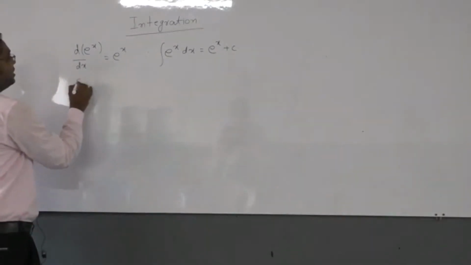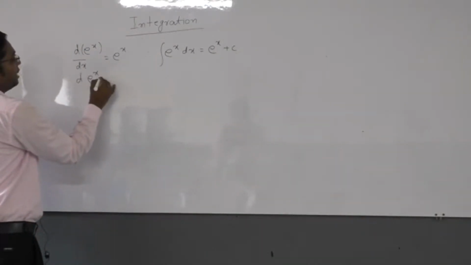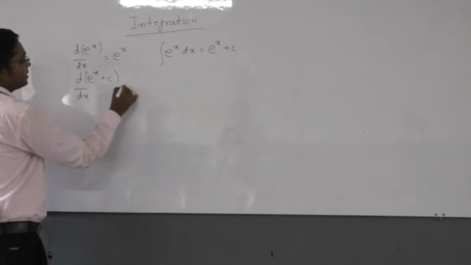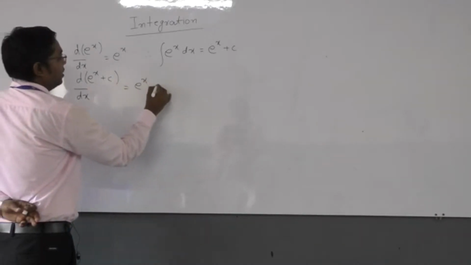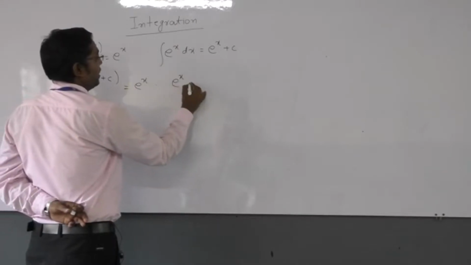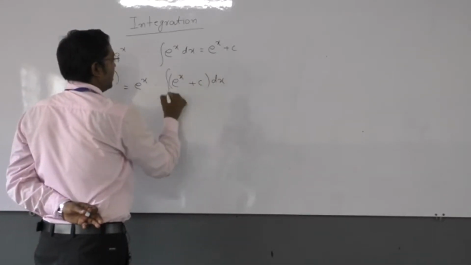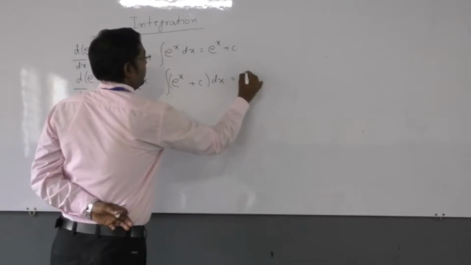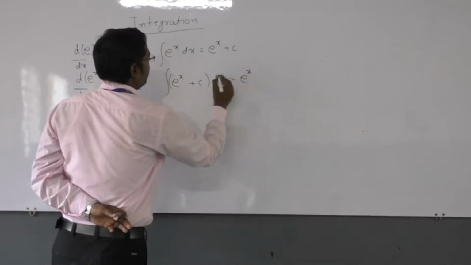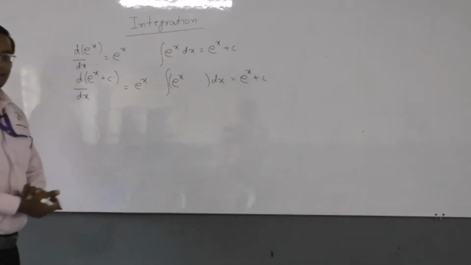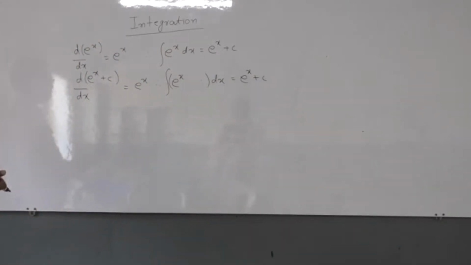Likewise, we can see differentiation of e to the power x plus any constant c with respect to x as e to the power x only. So we can write e to the power x plus some constant integration with respect to x as e to the power x plus some integral constant. That is the thing. Now we will see more differentiation and more integration on it.